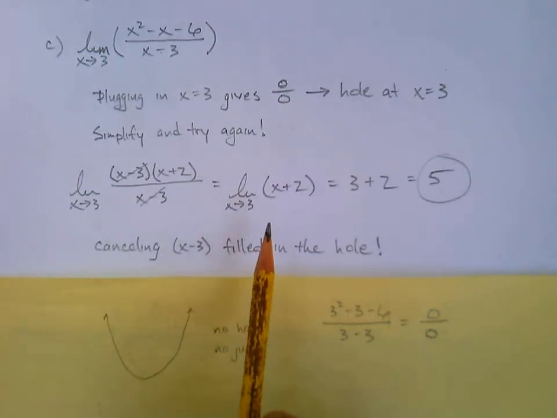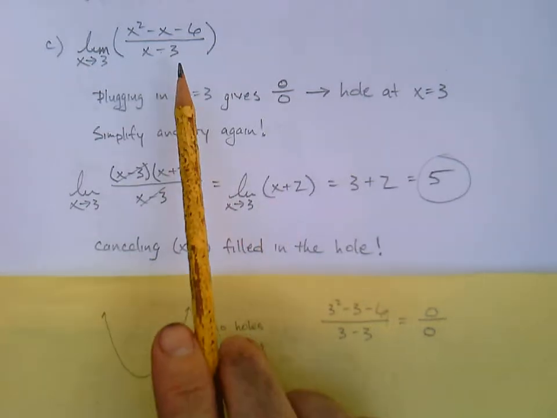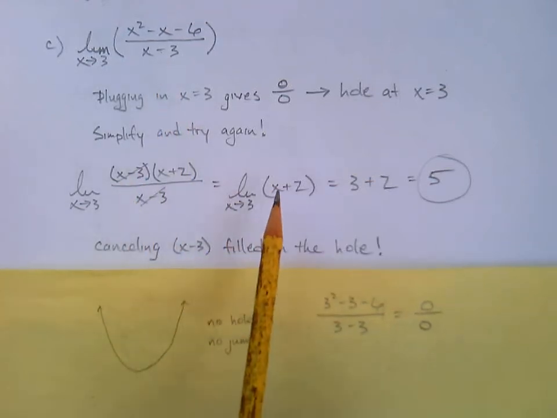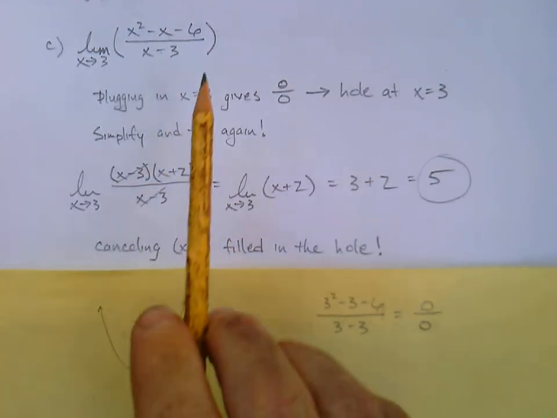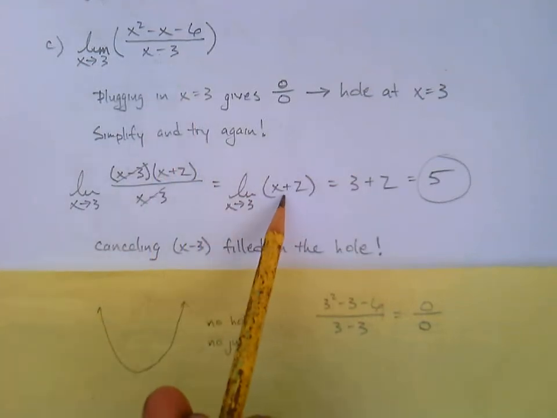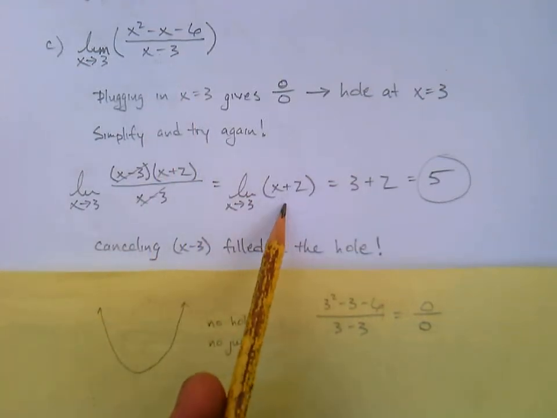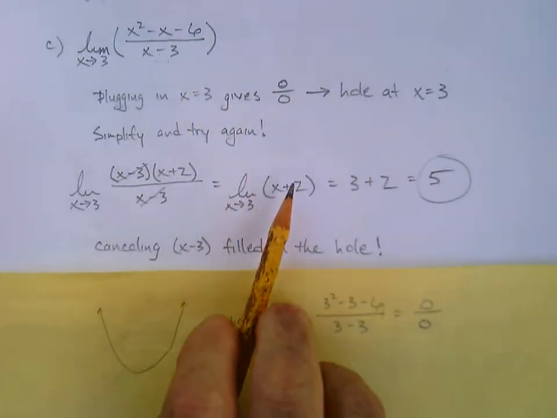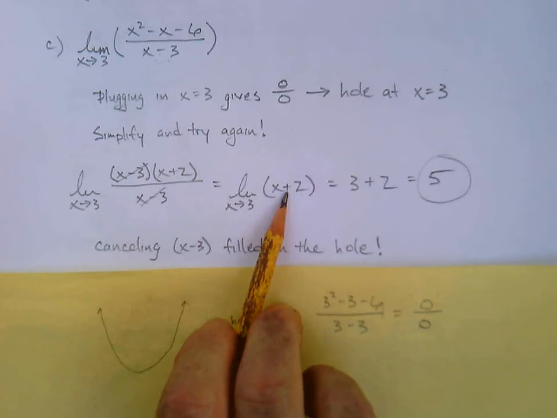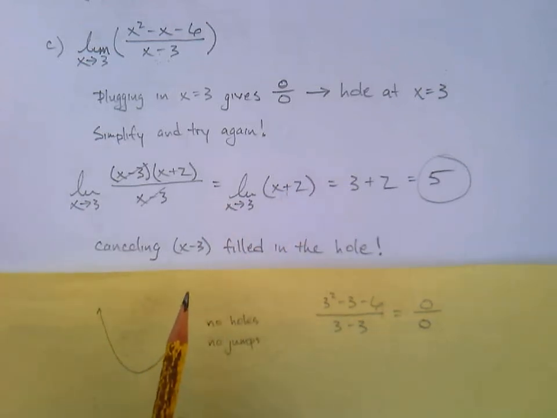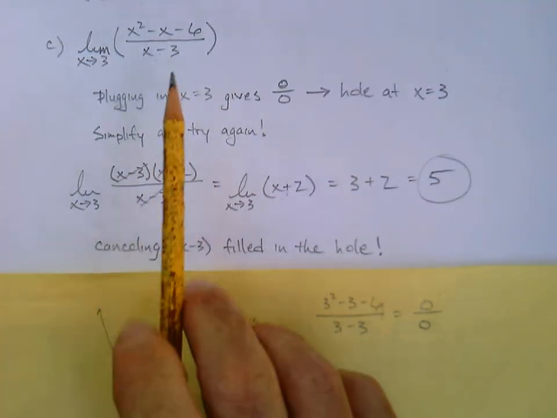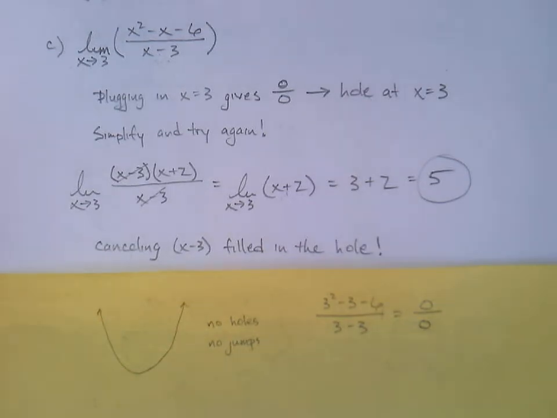What do I mean? The graph of the original function, this guy back here, is the same as the graph of x plus 2. This graph and this graph are identical, except this one has a hole at x equals 3, and this one doesn't. Otherwise, they are exactly the same. Because that can be simplified, but when you simplify, you fill in the hole. The graphs are not perfectly identical, but they're very, very close. Just at x equals 3 is there a difference.